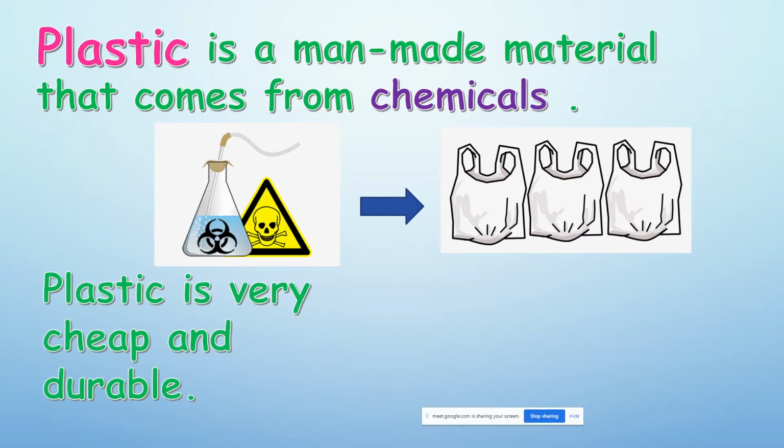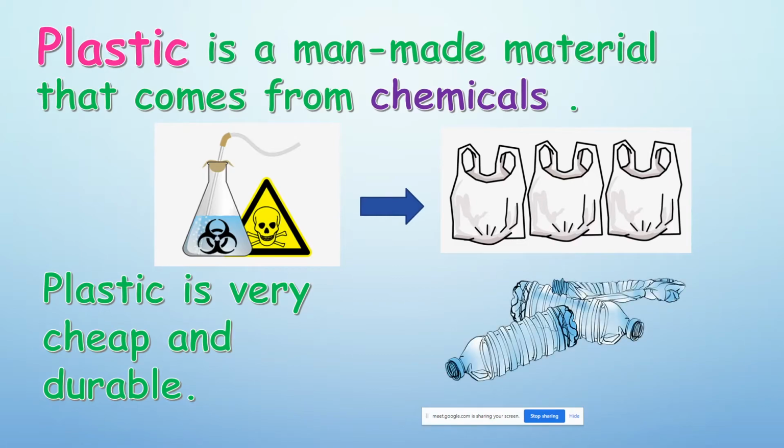Okay. Now, plastic is very cheap and durable. When you say cheap, not expensive. You can buy a plastic bag for 1 baht only. When you go to 7, you pay 1 baht, you can get a plastic bag already, right? And also, it is durable because you can use it again and again. For example, you have a plastic bottle. You can recycle it and turn into something else.